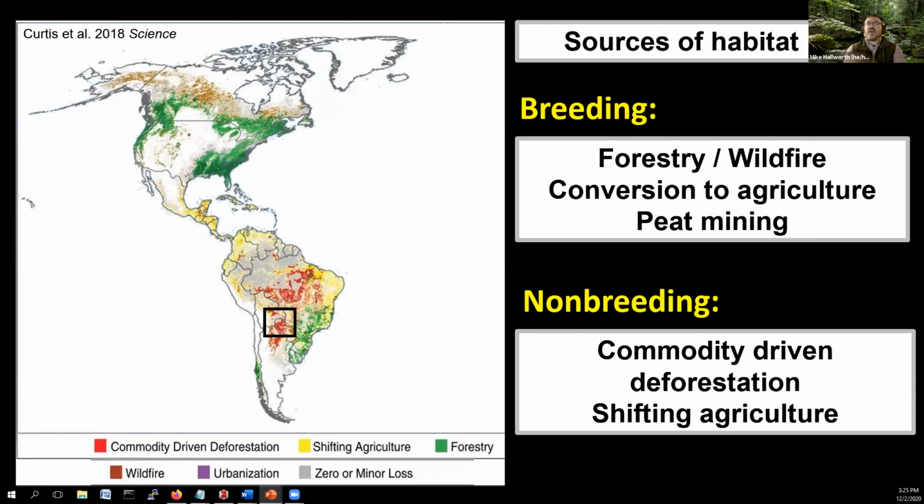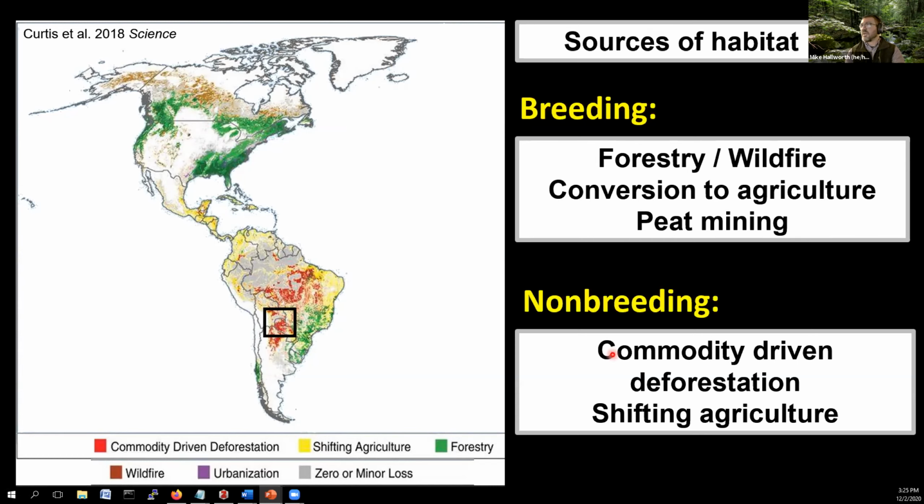And here, I'm going to talk a little bit about, I talked about habitat loss and fragmentation, but not really the causes. And so this Curtis et al. paper in Science showed that forestry and wildfire was the primary driver in the boreal region, followed by conversion to agriculture, and then also peat mining, which is really important for this Connecticut warbler, especially in the eastern parts of its range where it breeds in forested wetlands.